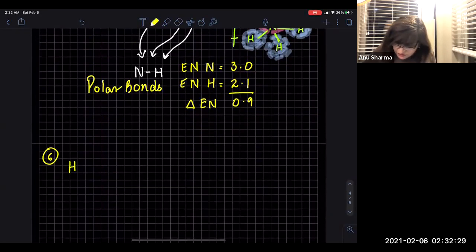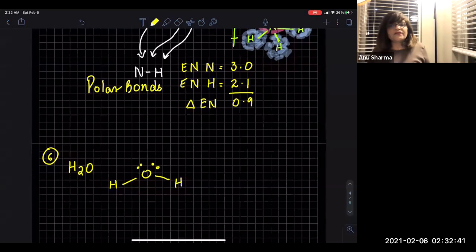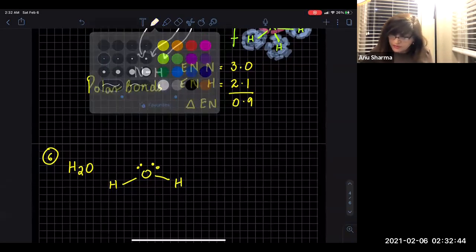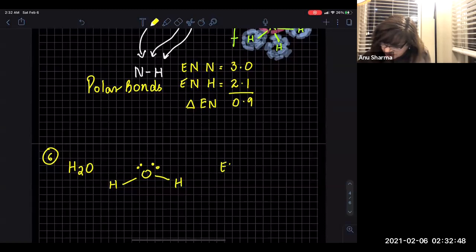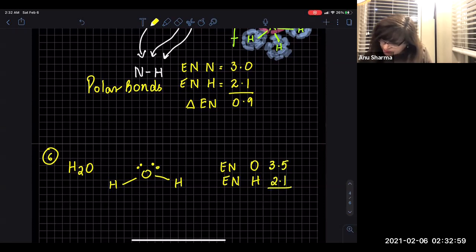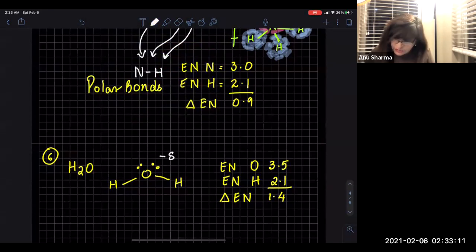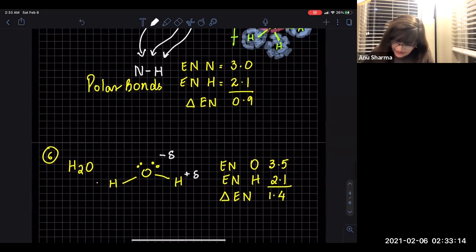Here is your water. So what is the Lewis structure of water? The Lewis structure of water looks like this. All right, now oxygen, very polar bond. Remember we already calculated that. The electronegativity of oxygen is 3.5 and hydrogen is 2.1. So this becomes 1.4, a very highly polar bond. Because of that, oxygen will acquire a delta negative charge and hydrogen will have a delta positive charge. So where is the overall polarity? The overall polarity is going to be towards the oxygen side.